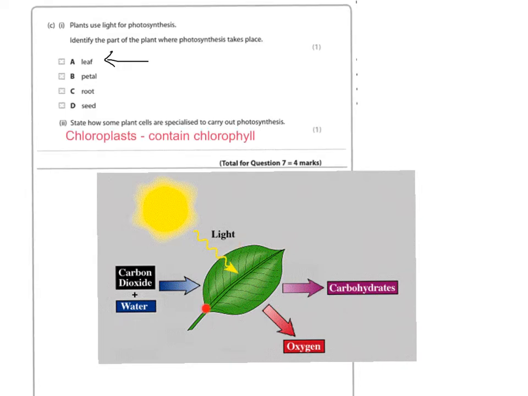If you remember the cell diagrams from the previous question, you know that each cell in the leaf has chloroplasts in it, which contain chlorophyll, the green chemical, which carries out the photosynthesis using sunlight energy.